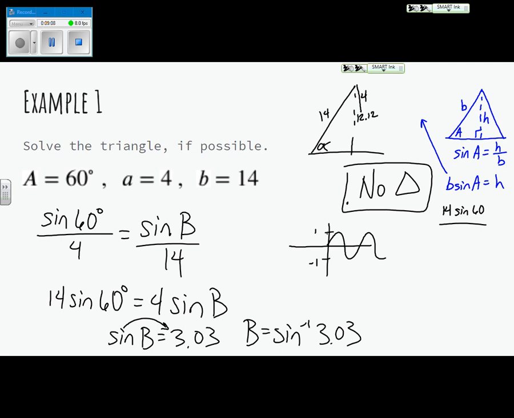Okay? So you have two ways to get at it. You can just start working the problem like we did in a previous video, and then you get a calculator error, no triangle possible. Or you can just say, hey, A is only 4. There's no way it can come down and touch whenever the height is 12.12. Okay? Good deal.